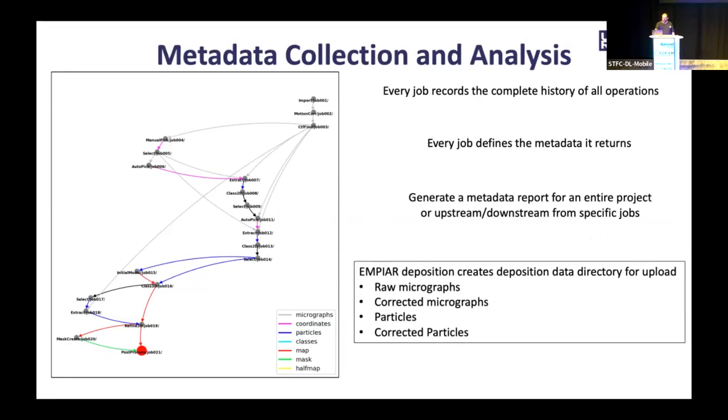It then figures out what type of deposition you might be able to make from that. So you can deposit any or all of these things from a final map: raw micrographs, corrected micrographs, the particles, or the polished motion corrected particles. It creates an upload directory, puts all the files you need to upload into that directory, makes sure all the naming conventions fit and work and everything is set up.